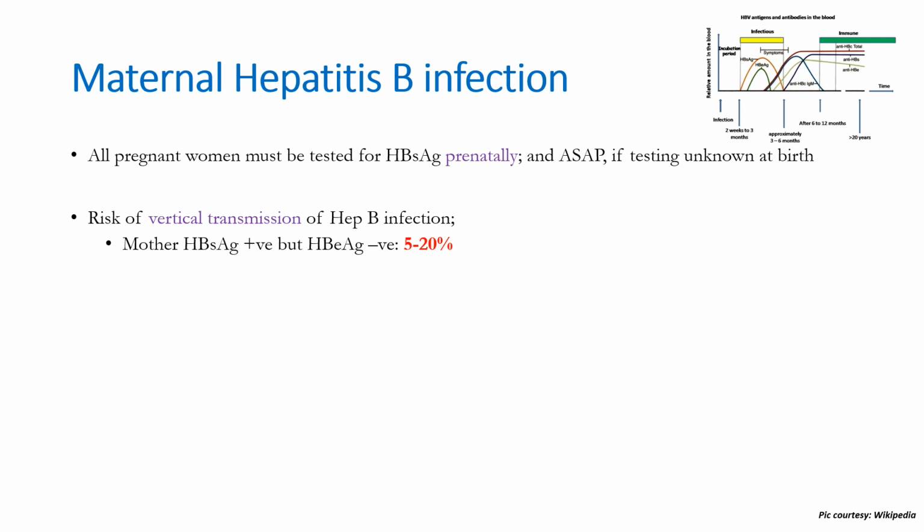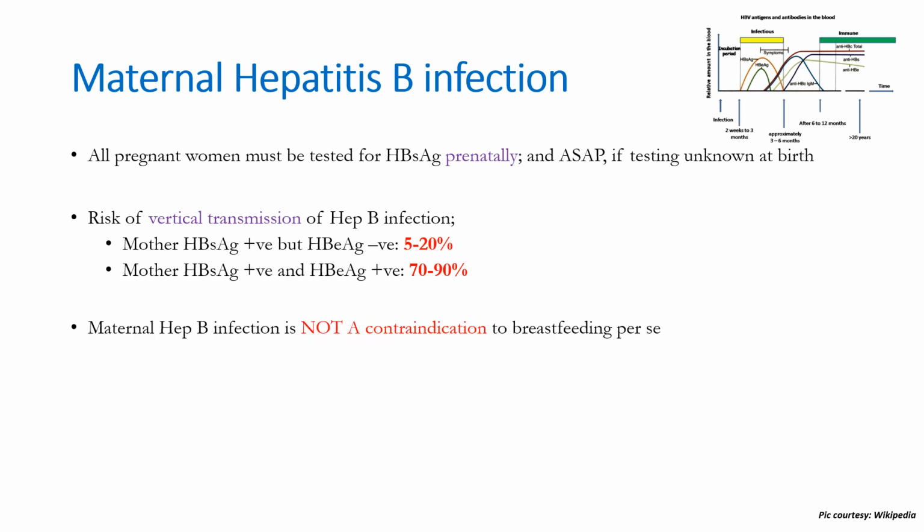the patient. So if mother is HBsAg positive but HBeAg negative, then in that case the risk of transmission is 5 to 20%, and in case mother is positive for both the antigens, the risk of vertical transmission is 70 to 90% to the infant. Maternal hepatitis B infection per se is not a contraindication to breastfeeding. This you must remember, and that 90% of infected infants become chronic carriers.